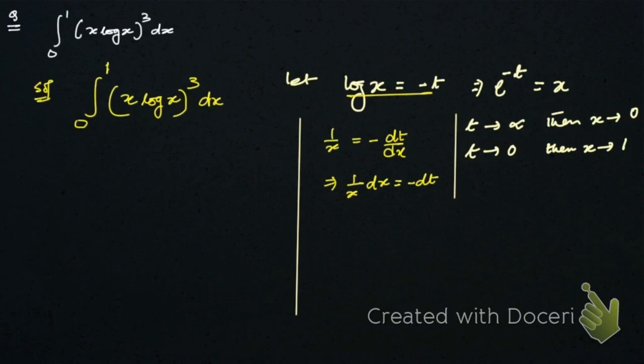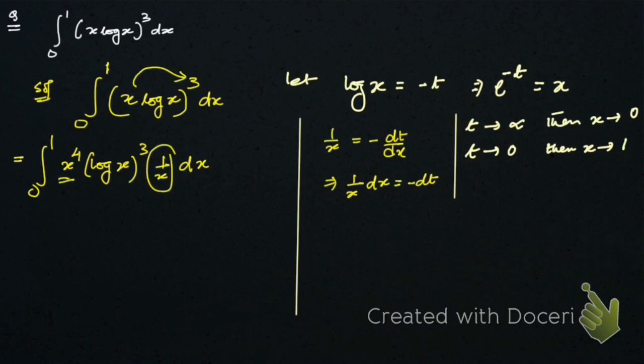Now this given expression can be written in this form. I have written x to the power 3 as x to the power 4 multiplied by 1 by x, which is going to give you again x to the power 3. Hope you have understood this. Now this is log of x, here we have cube, so we have log of x whole cube. So now replace this x, log x, and 1 by x dx by these values we have got here.